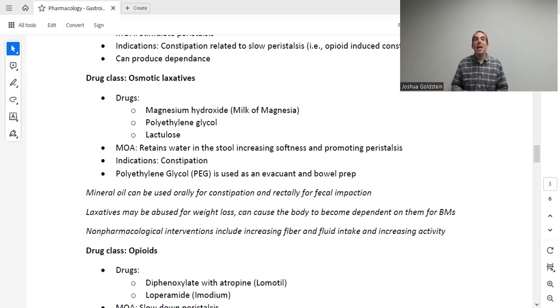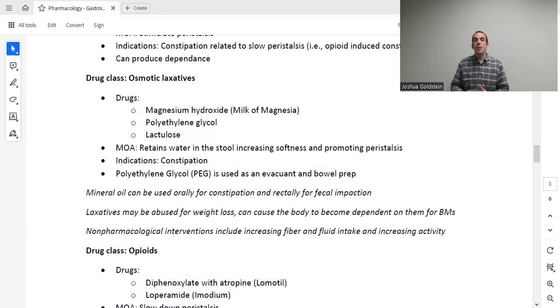Well, that may happen, and they may then become dependent on these medications long-term if they use them regularly. So warn your patients about that. And finally, we already covered non-pharmacological interventions. Now let's switch. So far we talked about constipation. Let's move on and let's talk about diarrhea.